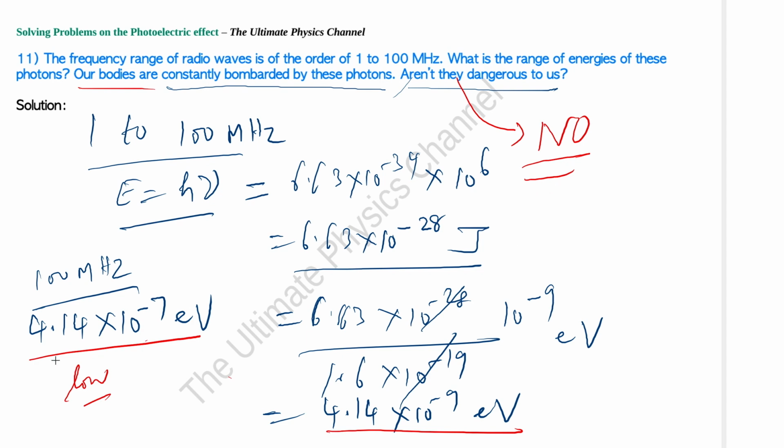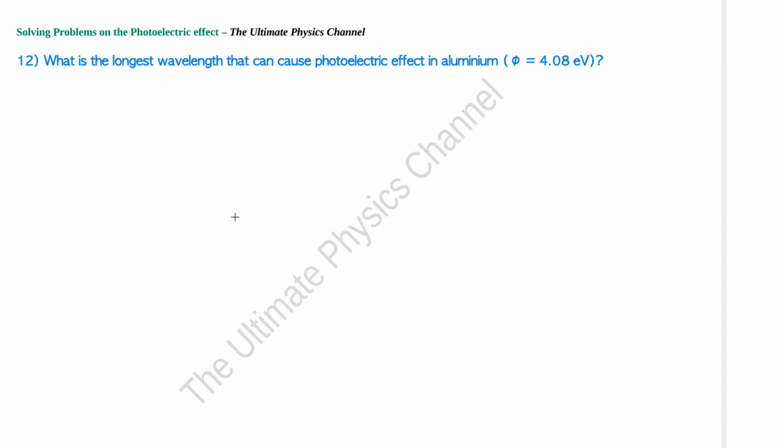Right. Let's move on to the next problem. Problem number 12. What is the longest wavelength that can cause photoelectric effect in aluminium? For aluminium, the work function is given as 4.08 eV.